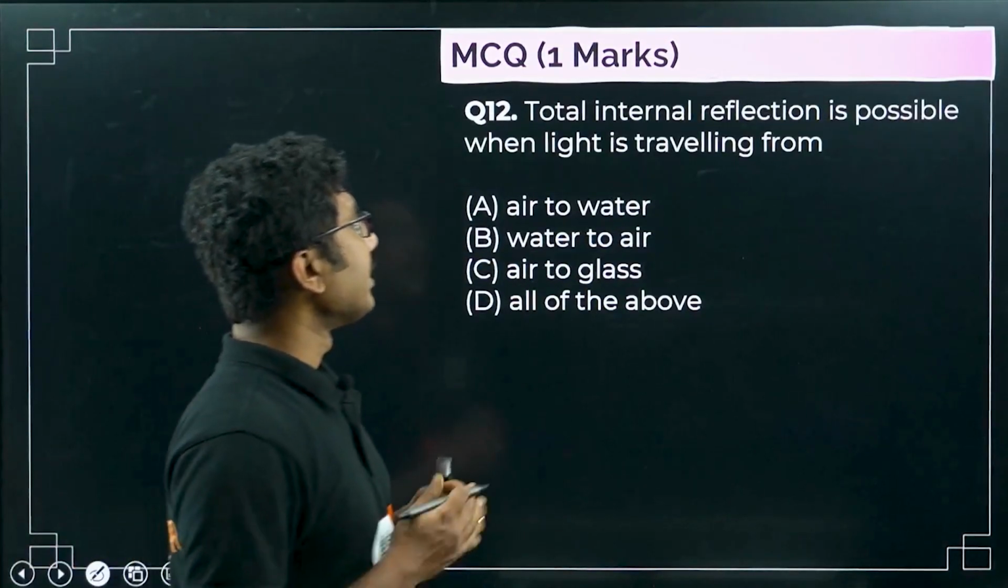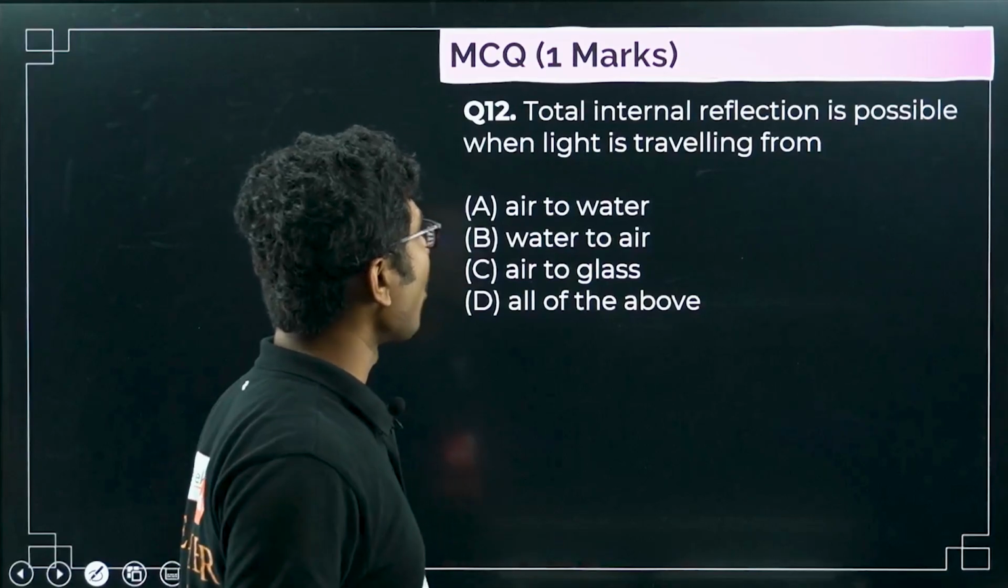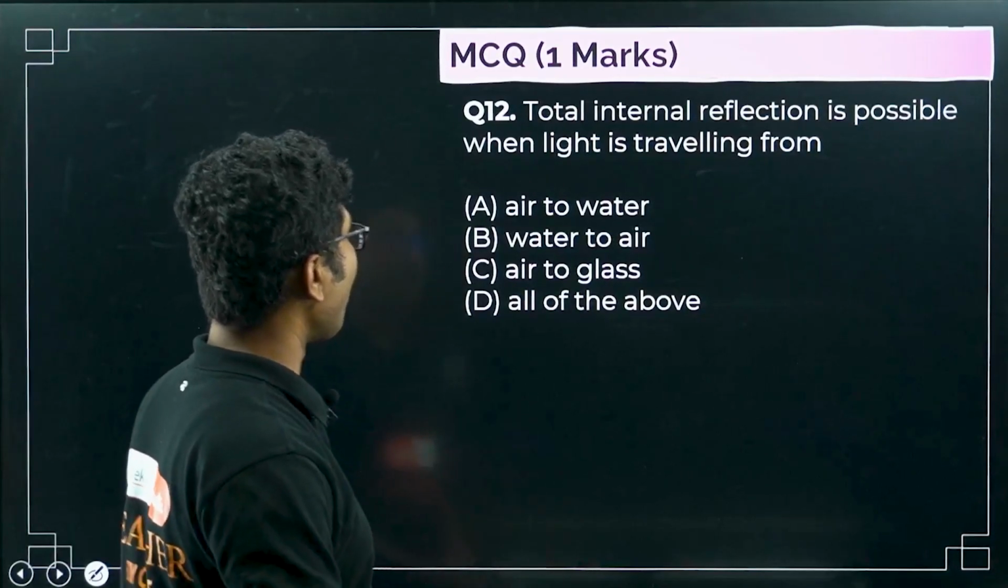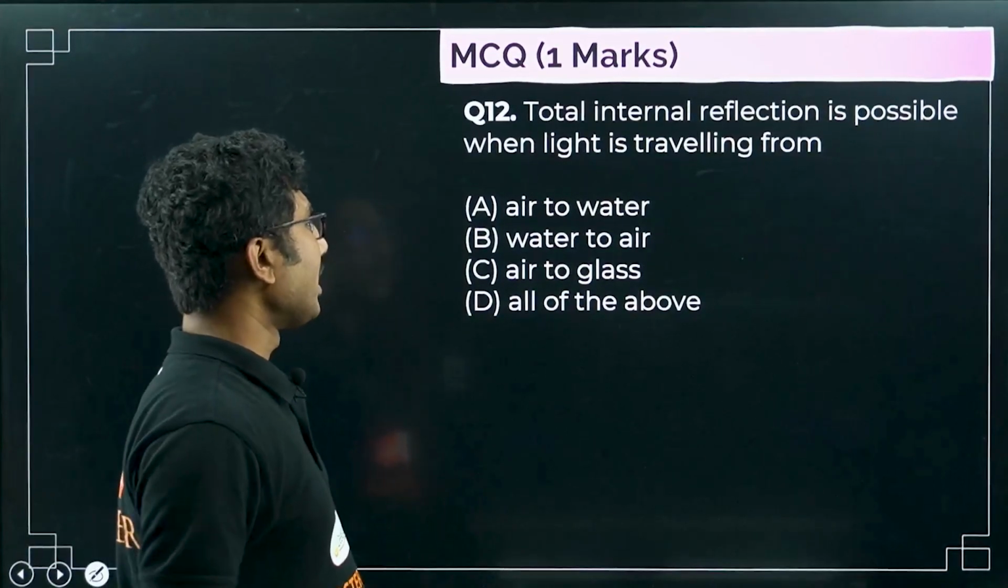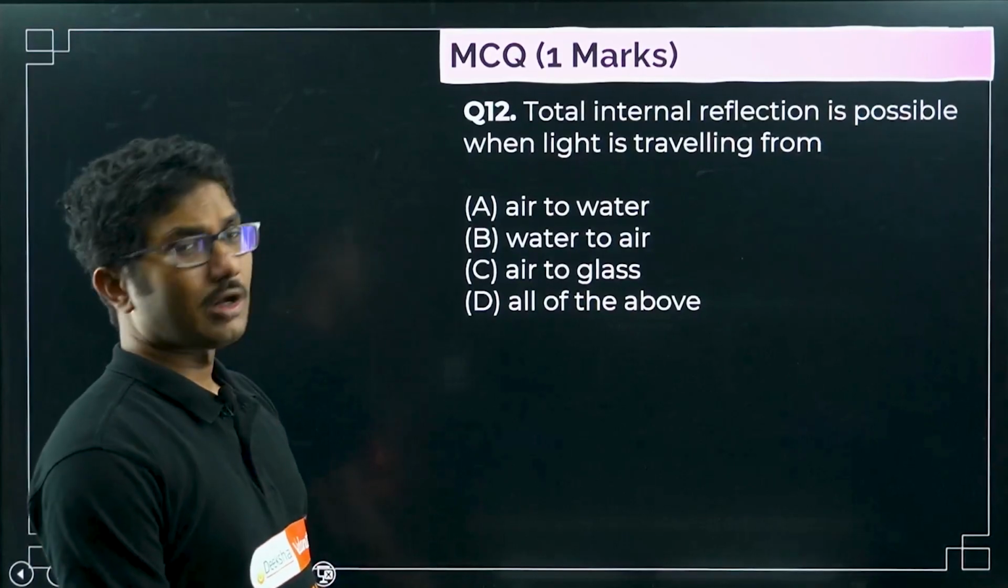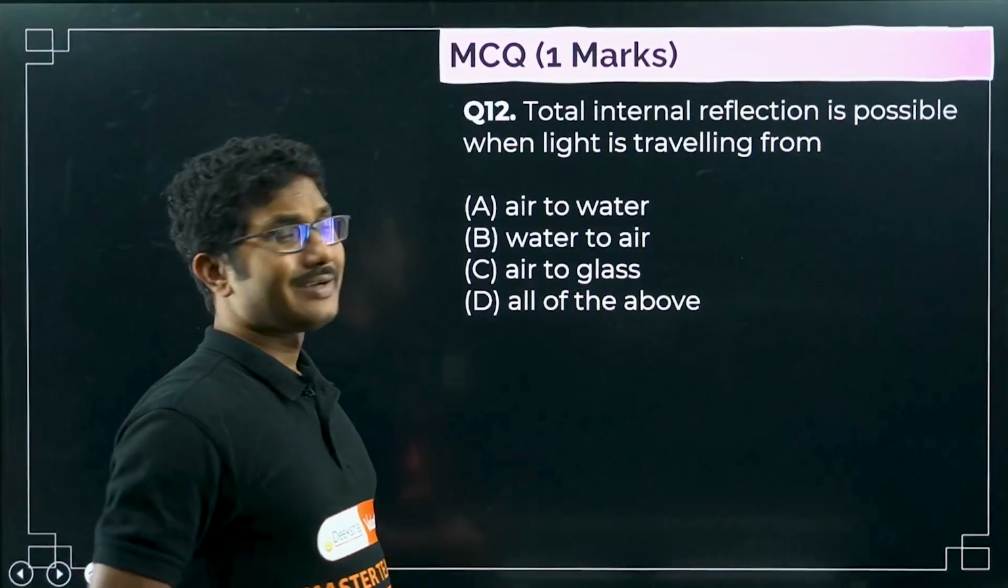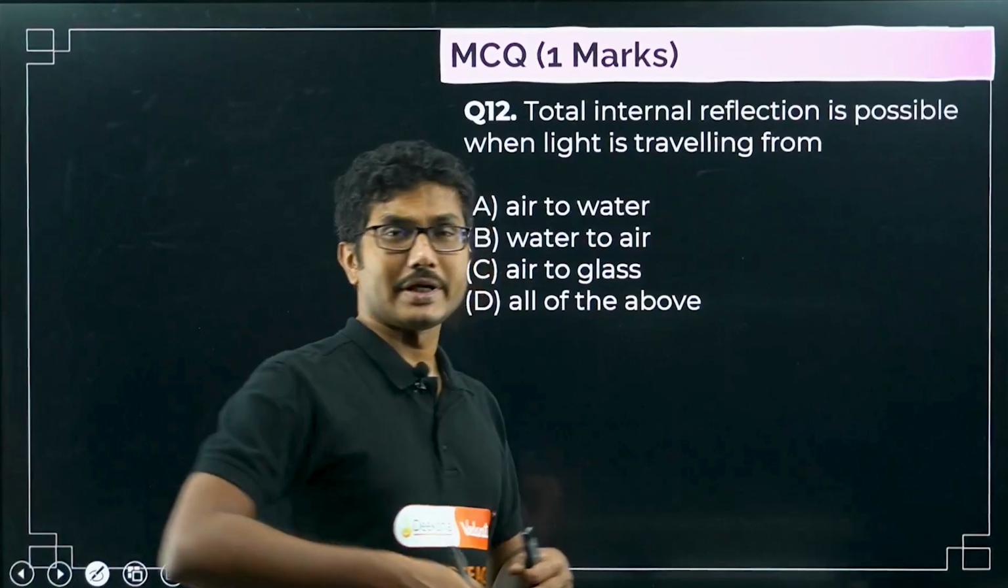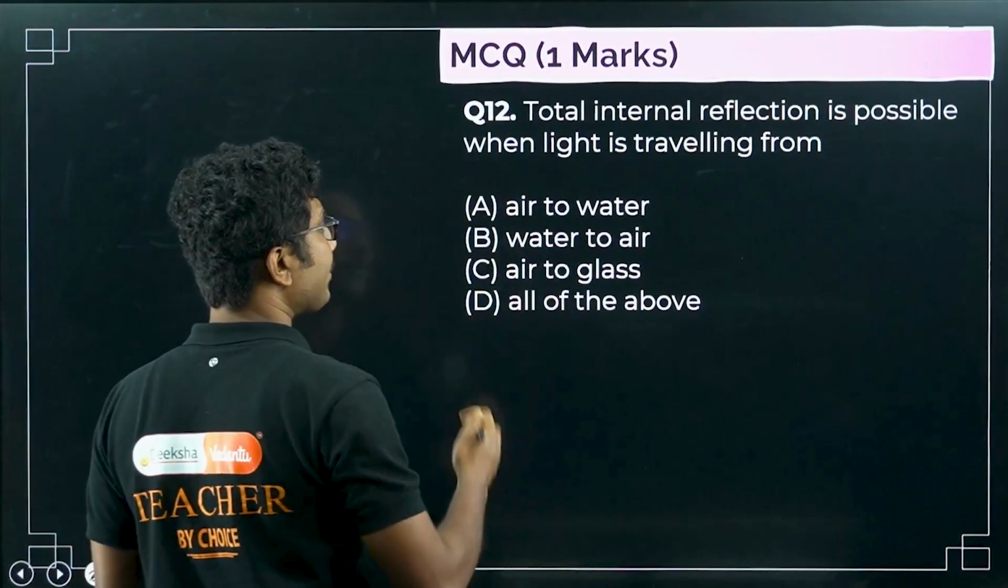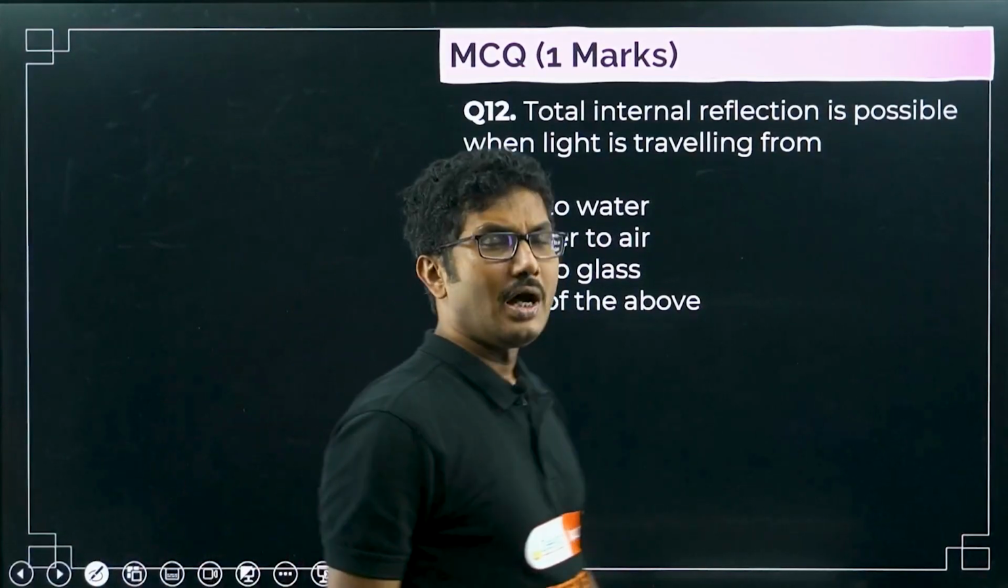Next question: total internal reflection is possible when light is traveling from air to water, water to air, air to glass, all of the above. So obviously the light ray should travel from denser to rarer medium, and in the given options only water to air is the possible answer.